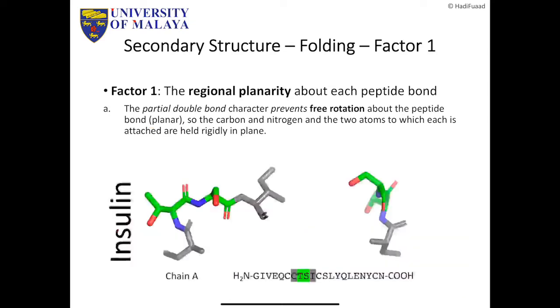Okay, if you want to see it more clearly, move back to insulin. We looked at chain A, and what you can see here is that if you focus on the carboxyl here and the carboxyl there, it's almost like a flat sheet, okay, even though it's slightly bent, but yeah.